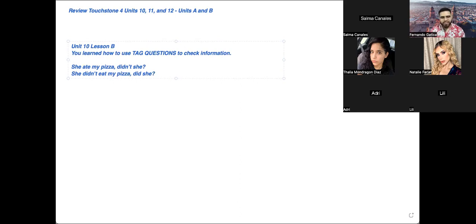Those are tag questions. And remember, with tag questions, this is what you have to do. If you have an affirmative sentence or an affirmative clause, you have to use a negative tag. And if you have a negative sentence, well, then you use a positive tag.